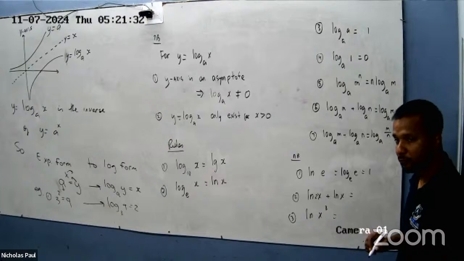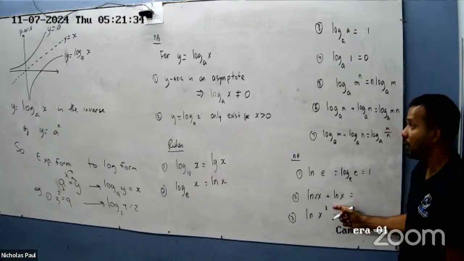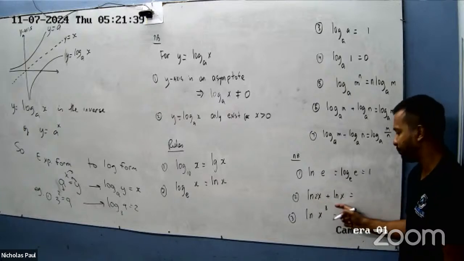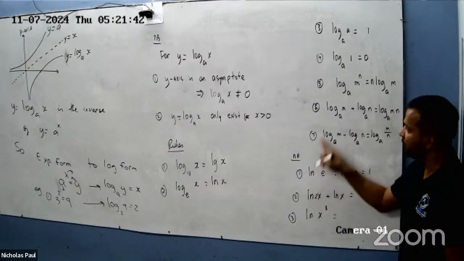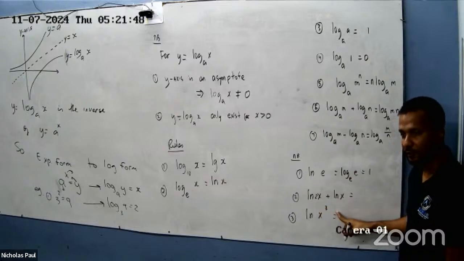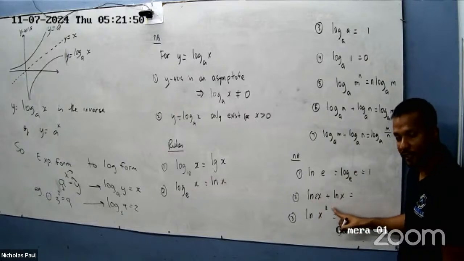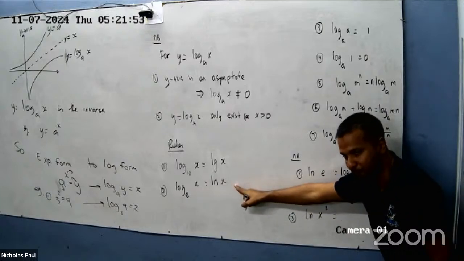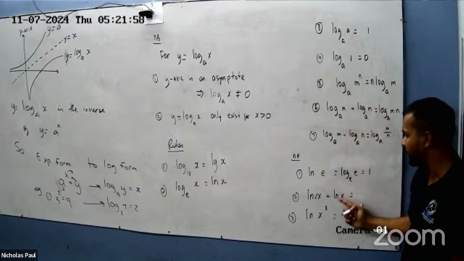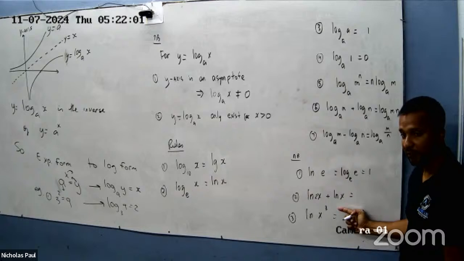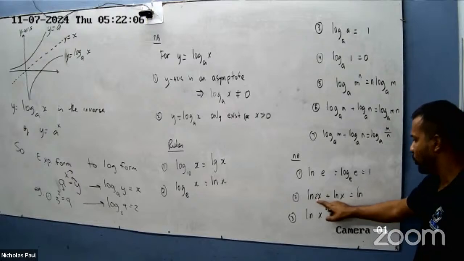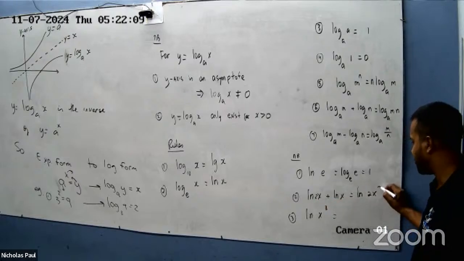Here, ln 2x plus ln x, what do you do here? Same rules as this. Whatever you can do for log, you can do for ln. Why? Because ln is just log to a different base, the base e. So the same rule that we use here, we can use here. Therefore, ln 2x plus ln x will be ln of 2x multiplied by x, which is 2x squared.